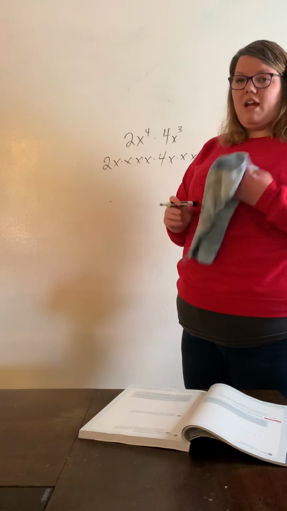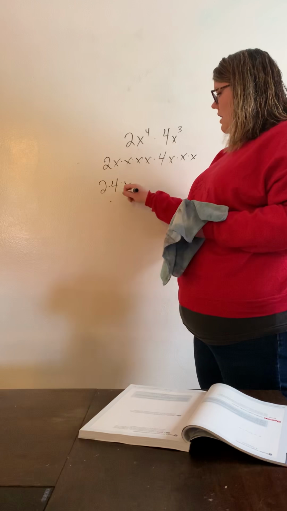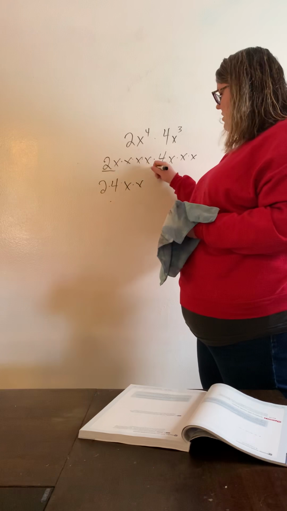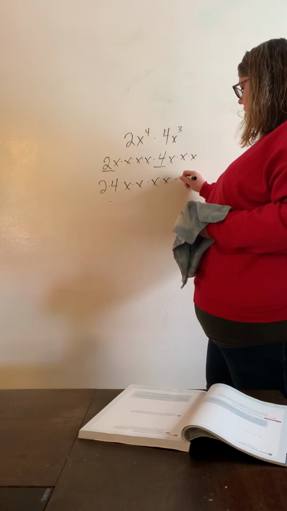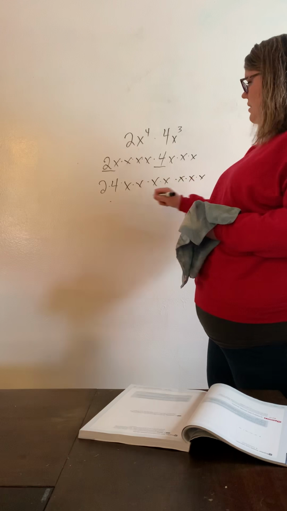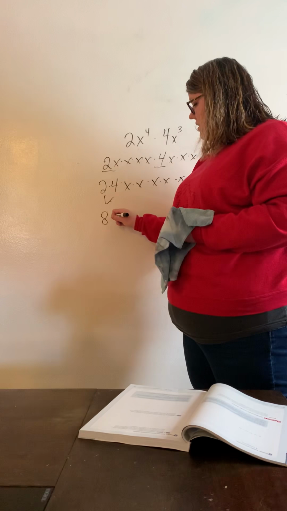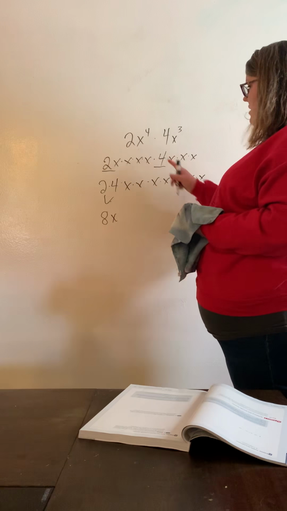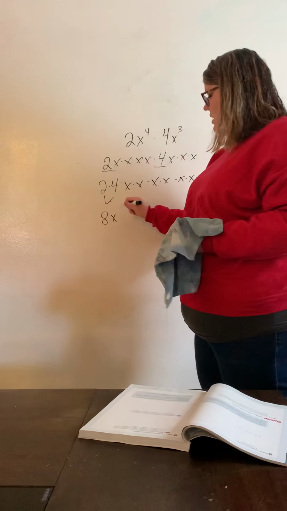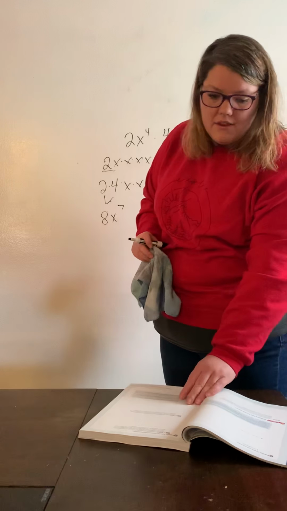I can rearrange multiplication and put my coefficients together, this 2 and this 4. I still have my 4 x's here and my 3 x's here. We can put 2 and 4 together. 2 times 4 is 8. And then I see I have 1, 2, 3, 4, 5, 6, 7, or 4 plus 3. So 8x to the 7th.